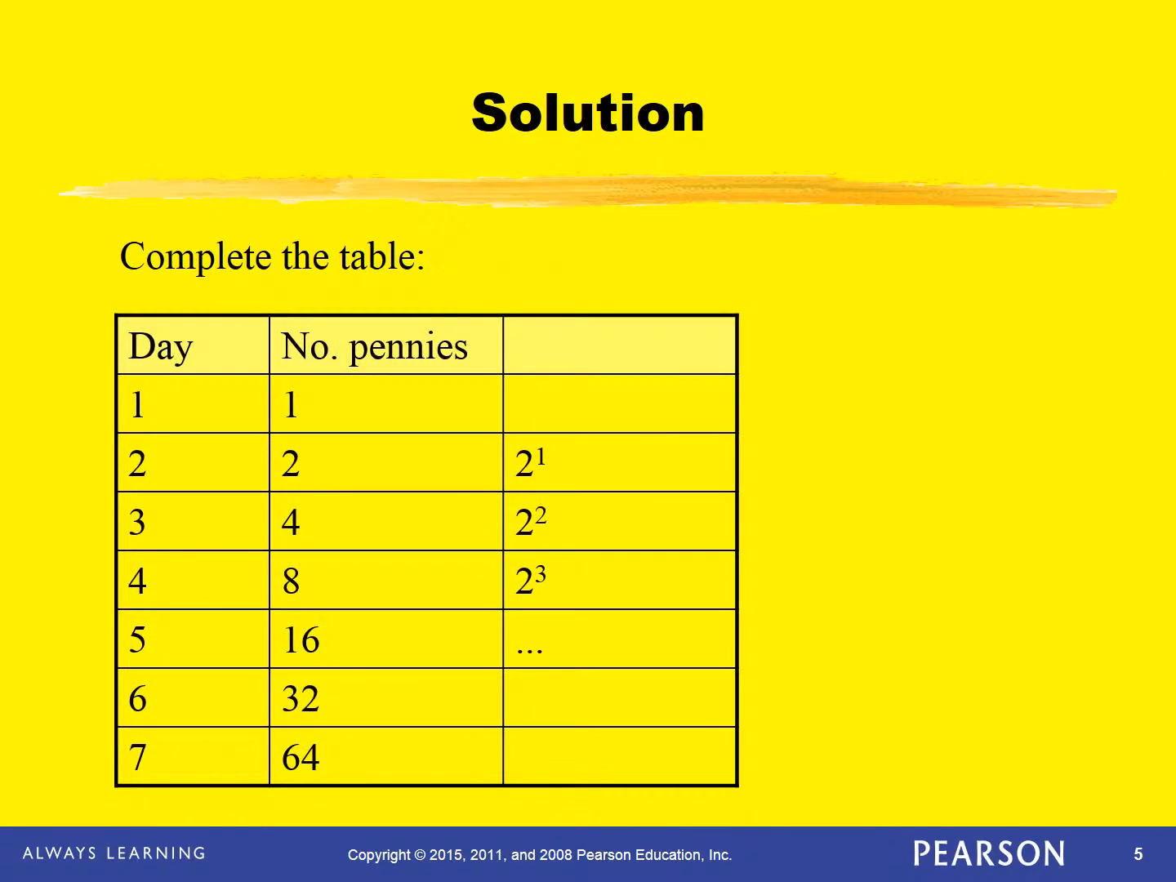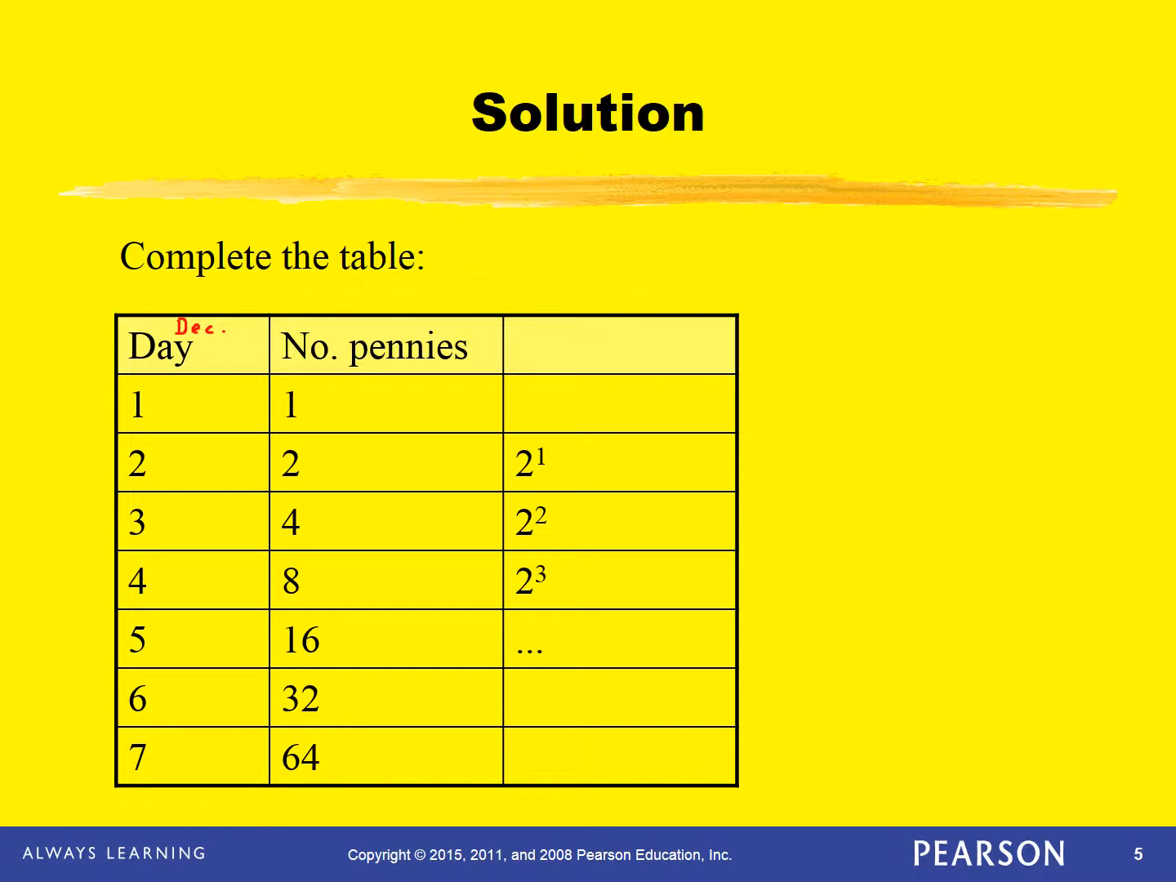Okay, well, let's figure out what we've got here. Day 1, that's day of December. One, two, three, four, five, six, 7. And the number of pennies that you get. Of course, it doubles every time according to the pattern described by the problem.